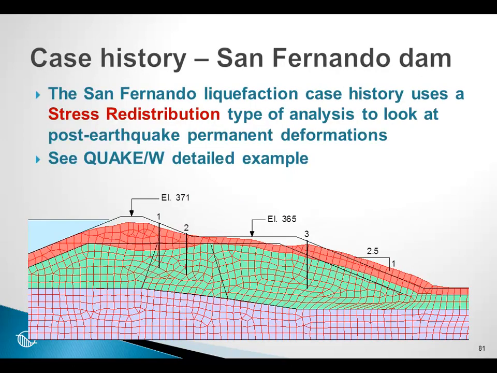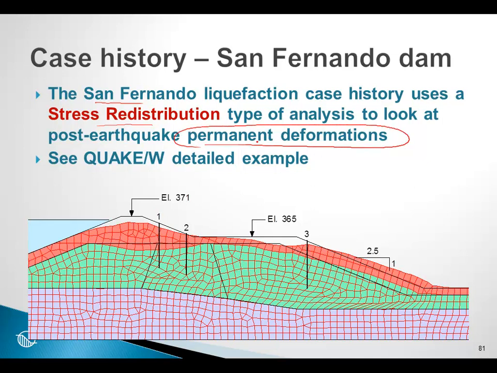To those of you who are interested in our Quake W detailed examples that we ship with the product, we have a case history that is called the San Fernando case history. And in this case history, if you care to go to the detailed example and study the example, there was some liquefaction at this dam, and the liquefaction resulted in a sudden strength loss, and we have used the stress redistribution type of analysis to look at the post-earthquake permanent deformations.